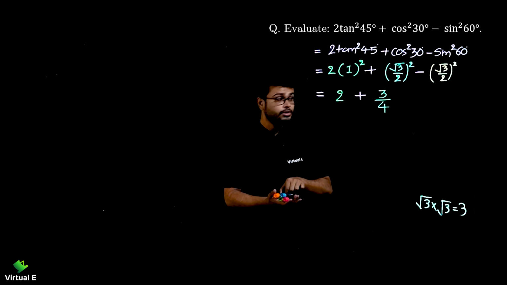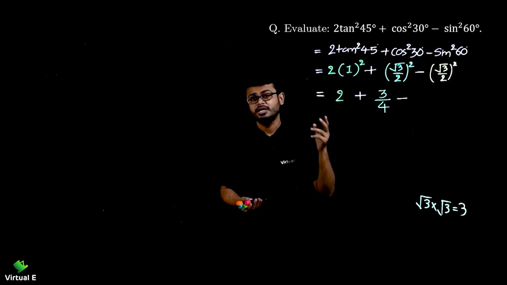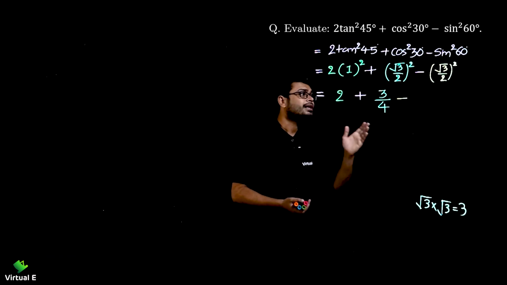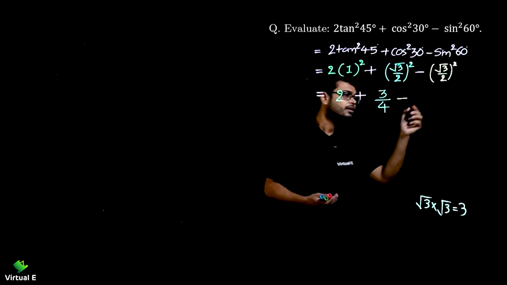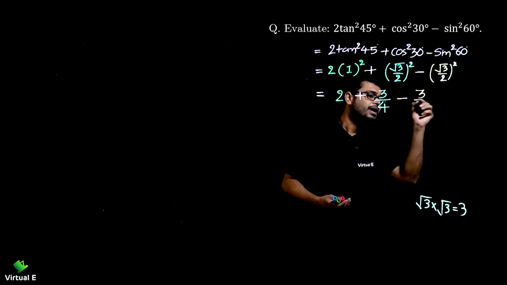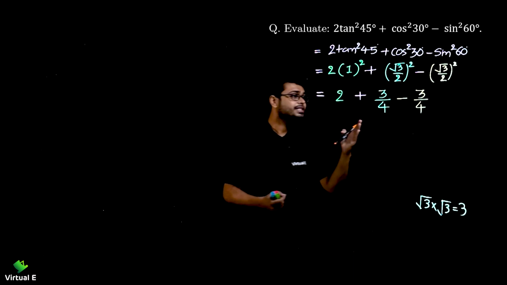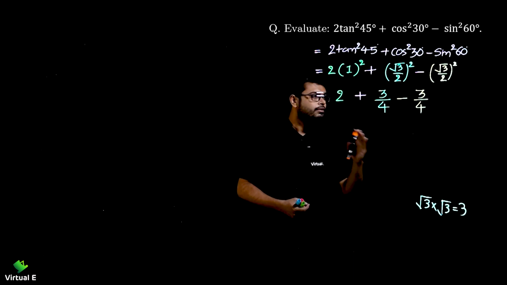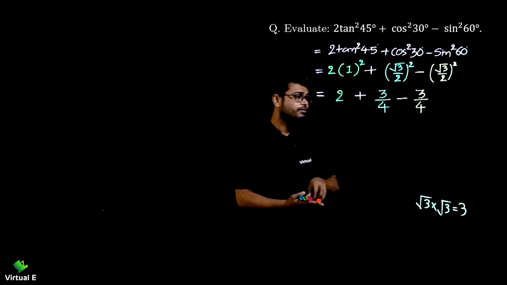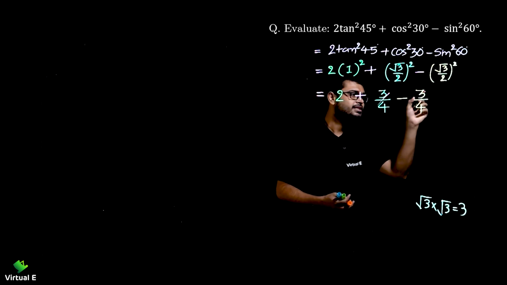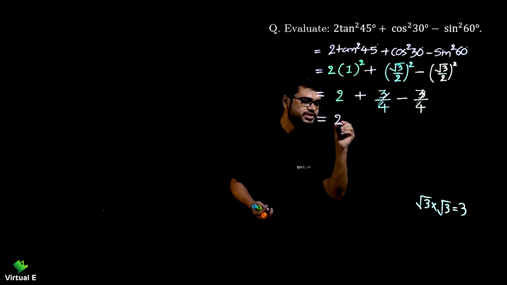Now we need to do the same for the last term, and you can see that we are having the same terms: root 3 by 2 whole square minus root 3 by 2 whole square. So again I am going to repeat the same here, which is 3 by 4. Done. Simple. Now you can see 3 by 4 positive, 3 by 4 negative. They will cancel out each other. So what's left only? Guess. This is cancelled, and what's left only is 2. So the final answer is 2.